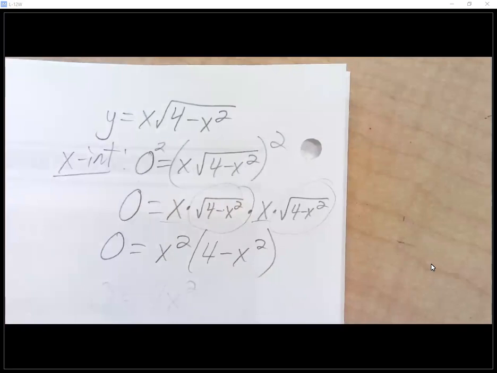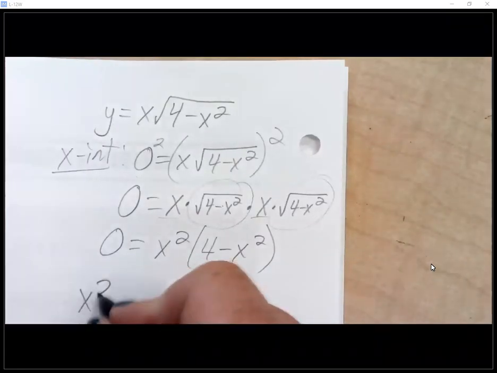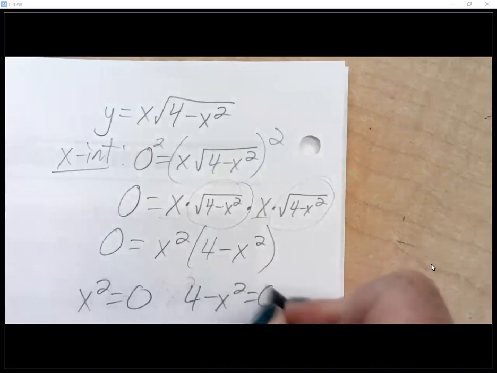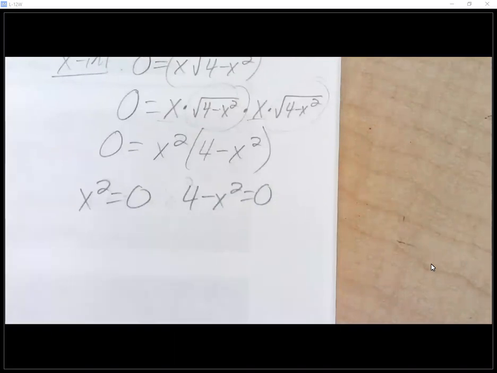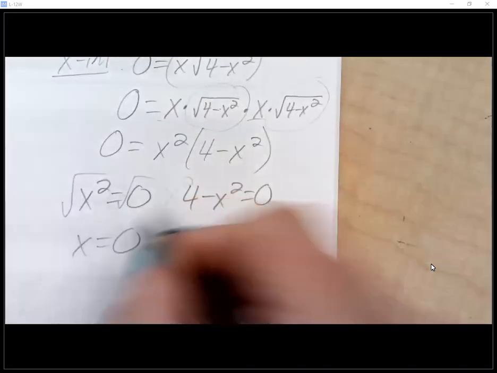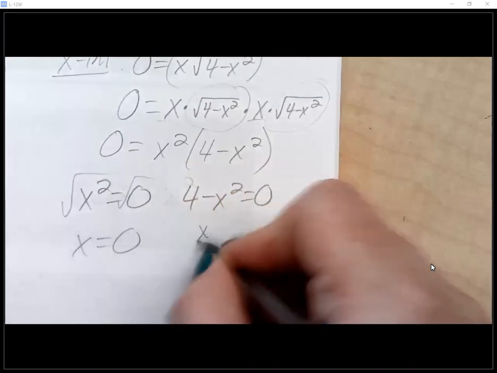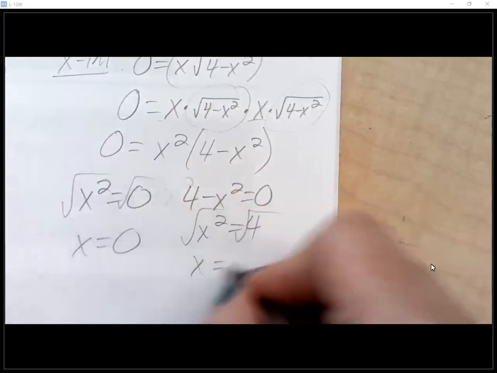So once I have it factored like this, now I can just set each factor equal to 0. So x squared will equal 0 and 4 minus x squared will equal 0. And now I can just solve each one. So one of my solutions, if I square root both sides, I'm going to have 0, and I'm also going to have, let's see, that would just be x squared equals 4. Square root both sides and get positive and negative 2.